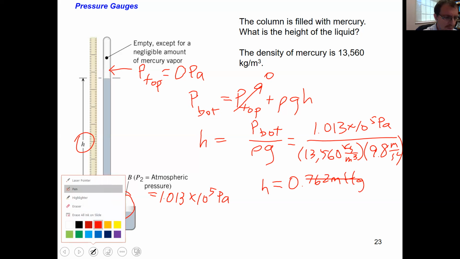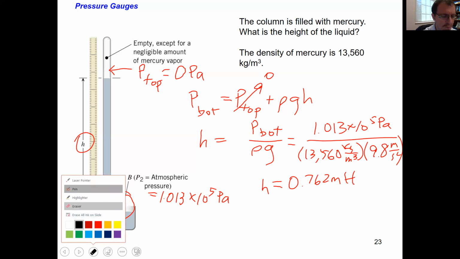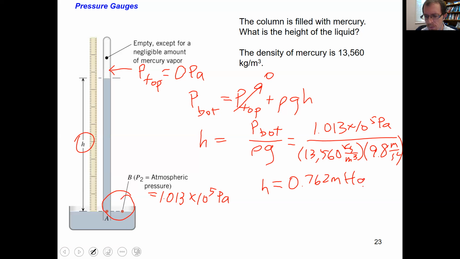0.762. Let's do something else. Let's convert that number from maybe meters to millimeters. That would be 762 millimeters of mercury. That number may be familiar depending on how much exposure you've had to pressure in the past, just listening to weather forecasts, whatever.